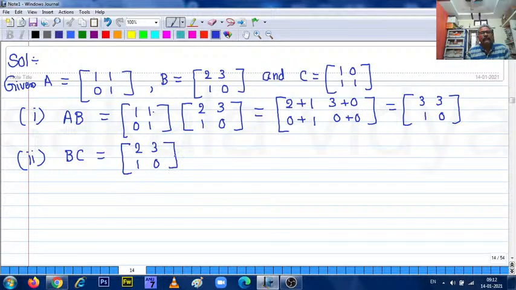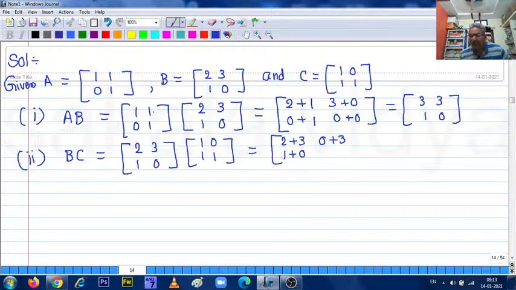2310 multiplied with 1011. So now 2 into 1 plus 3 into 1, 2 into 1 plus 3 into 1, 2 into 0 plus 3 into 1, 1 into 1 plus 0 into 1, 1 into 0 plus 0 into 1. Now you get this equals 5 3 1 0. This is BC. Now go to the third example.